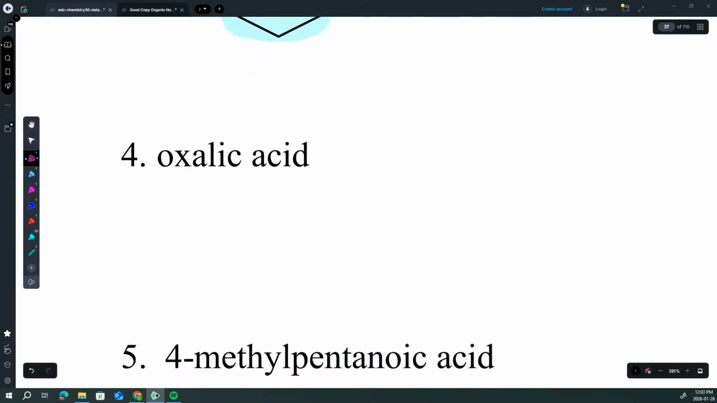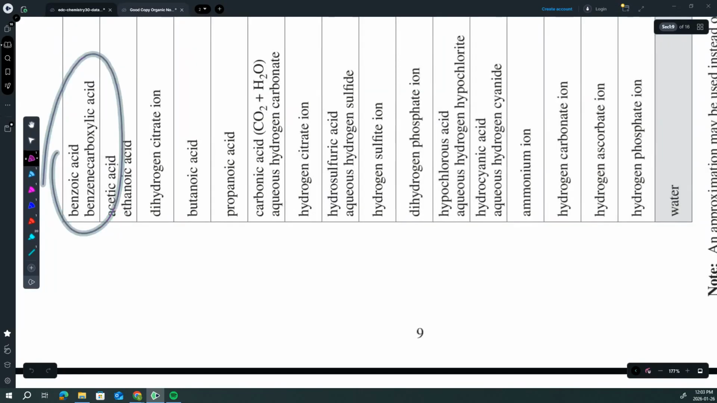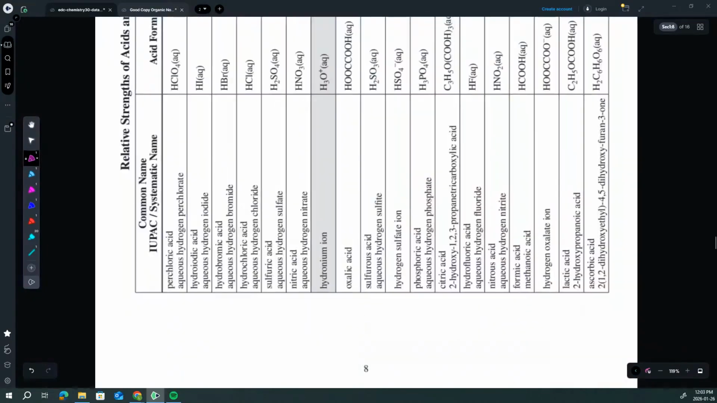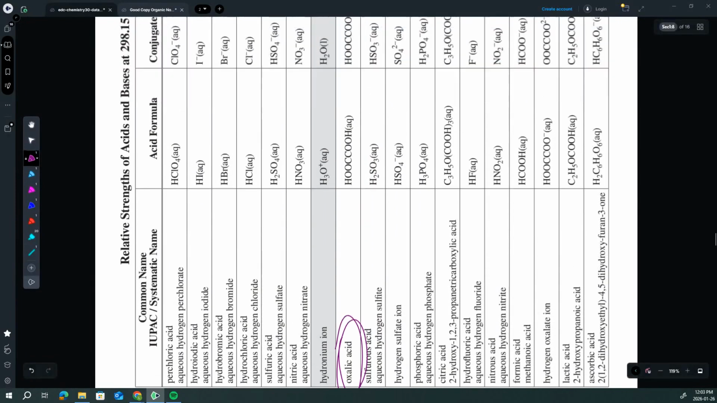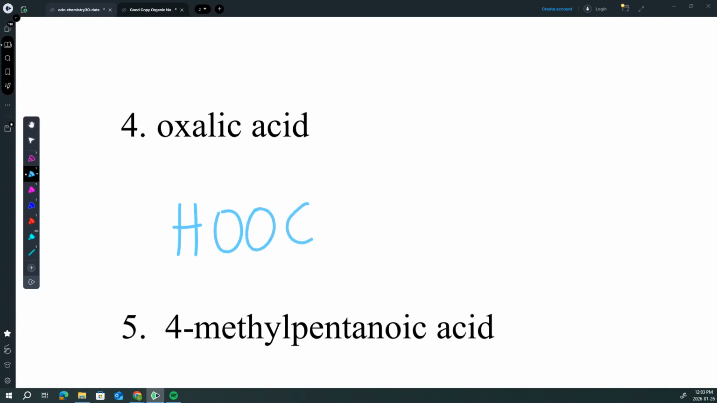Now, moving on to the next example here, we have oxalic acid. This one is another tricky one, but once again, we just have to look at our data booklet, and you can find this on page 8, right near the middle. Once you find oxalic acid, it'll tell you the formula right here. So it's HOOCCOOH. So we can go to our notes, and I'm just going to color code this so that you can track where everything is.